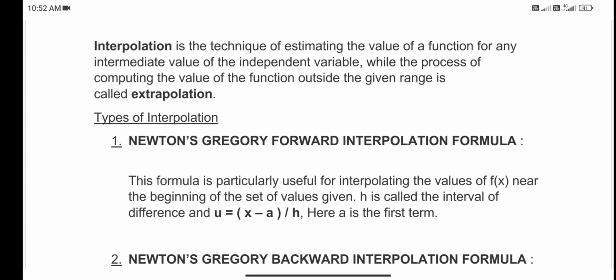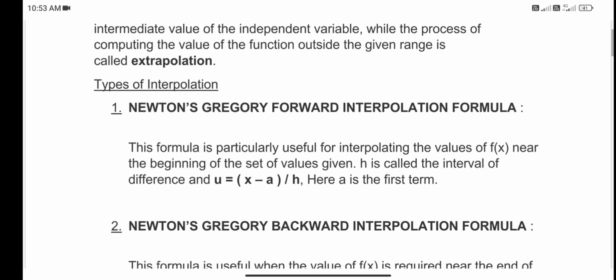Hi viewers. Today we are going to discuss interpolation and its types. First, we discuss interpolation. Interpolation is a technique of estimating the value of a function for any intermediate value of the independent variable, while the process of computing the value of the function outside the given range is called extrapolation.